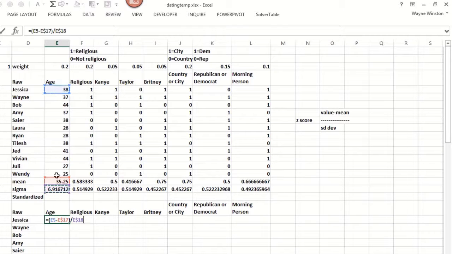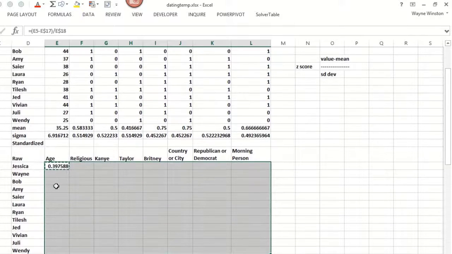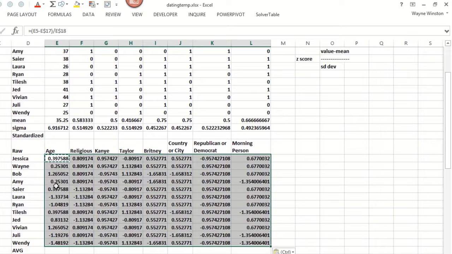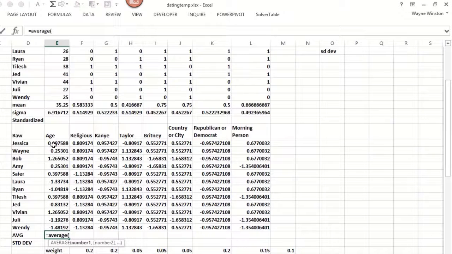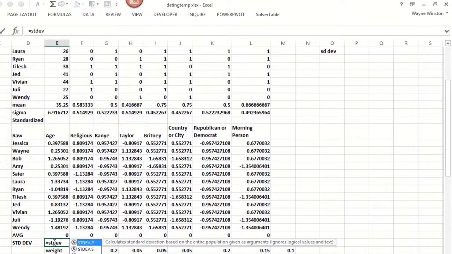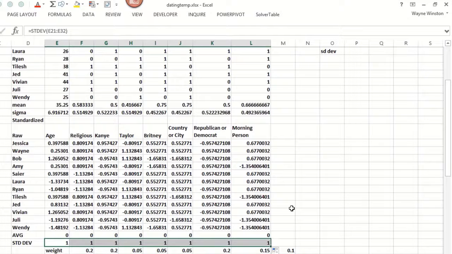So Jessica is about 3 years above average. That's about half a standard deviation, 0.4. Now, if I copy that, we will now work when we try to find the distance between people with this standardized stuff. Okay, now what is the average in each category here of the standardized values? It should be 0. And it is. What's the standard deviation of the standardized values? It should be 1, because that means every one of these standardized variables has the same spread. Okay, we're in good shape.